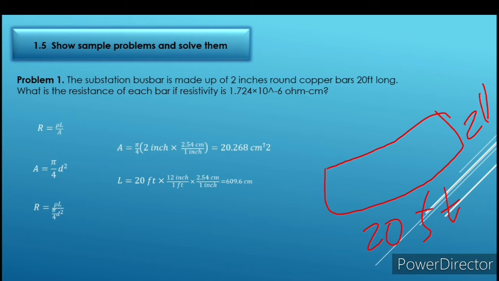So let's substitute the value of area and the value of length to our formula. So we will have R is equal to the resistivity, which is 1.724 times 10 raised to negative 6 ohm-centimeter, times the value of length, which is 609.6 centimeters, over the value of area, which is 20.268 centimeters squared. So our resistance is 5.185 times 10 raised to negative 5 ohm. That is the answer for that problem.